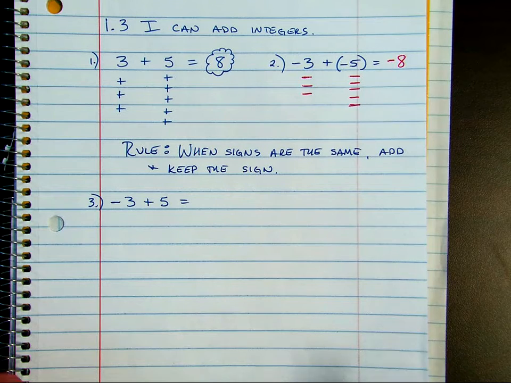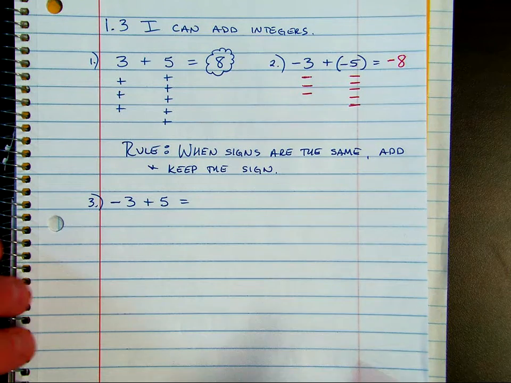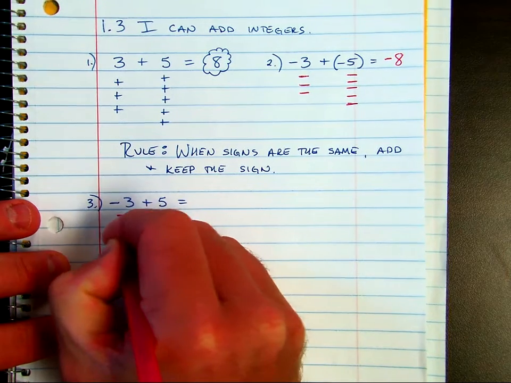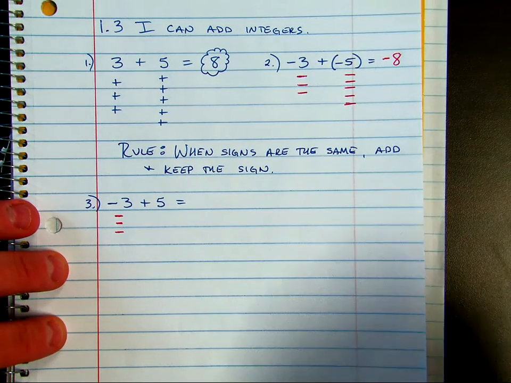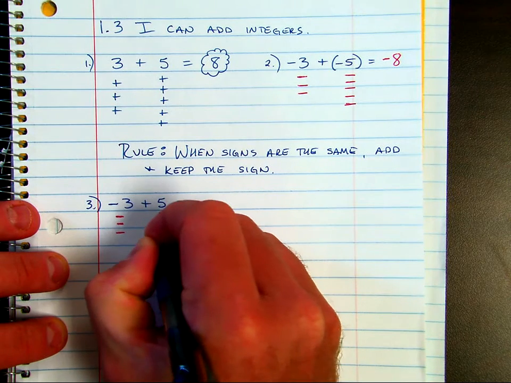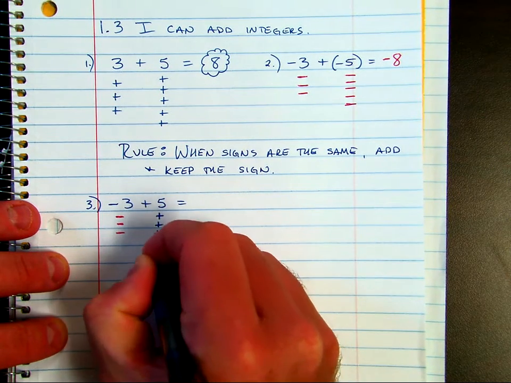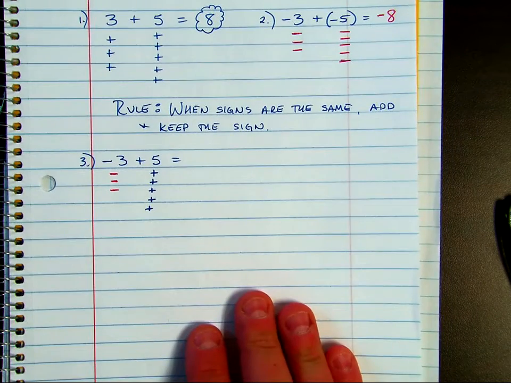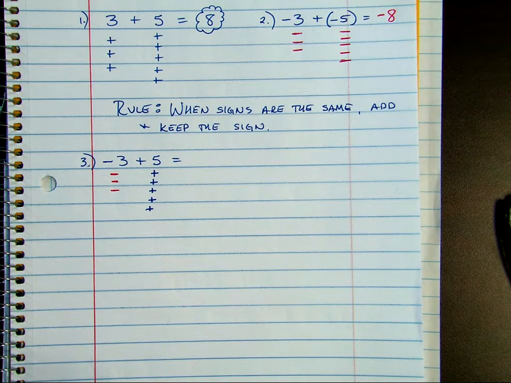Example 3, we have negative 3 plus 5. I have 3 negatives. And we are going to combine that 3 negatives with 5 positives.